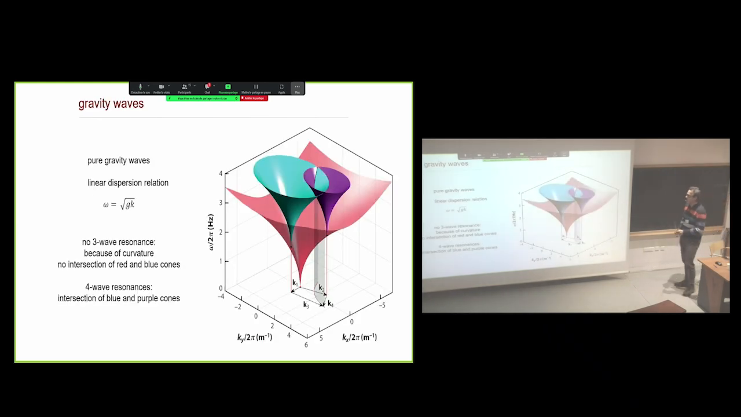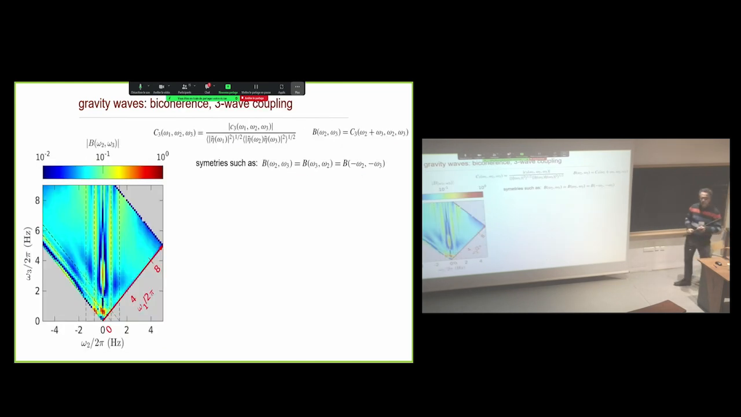Then let me go back to the case of gravity waves. For pure gravity waves, there are no free-wave resonances. The picture to build the resonances involves four waves, like this, where the resonances are at the intersection of these two dispersion relations, that you pick on the first one. So in principle, there should be no free-wave resonances, but we can still compute the bicoherence, the free-wave correlations, and we get a significant amount of correlation. Here the blue is like 0.1.